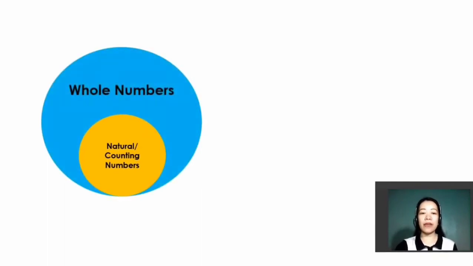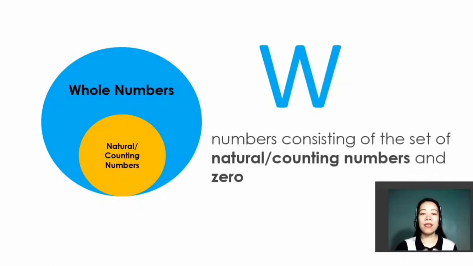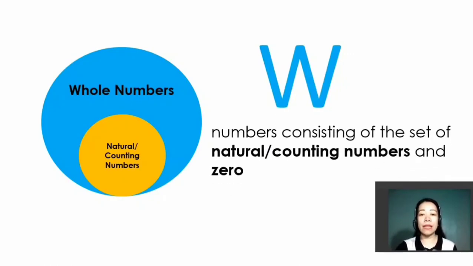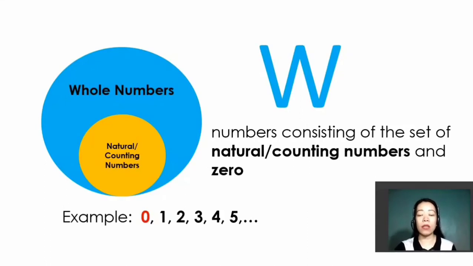The next layer of numbers are the whole numbers. Whole numbers can often be denoted using this symbol. These are the numbers consisting of the set of natural or counting numbers and 0. So for example, 0, 1, 2, 3, 4, 5, and so on. So, instead of starting from 1, whole numbers start from 0.